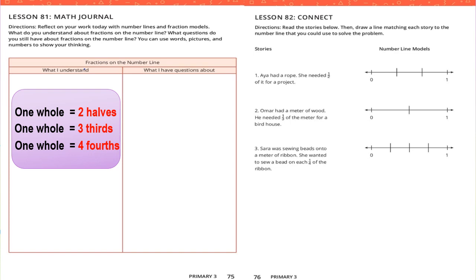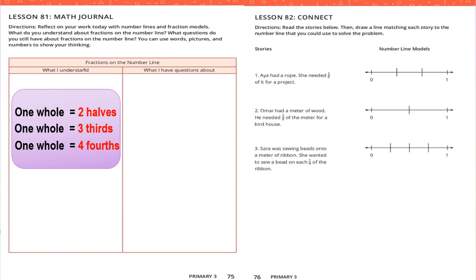Okay, the next page here, lesson 82, the connect part. Here we have stories and number lines. We want to match each story to its number line. Number 1, Aya had a rope. She needed 1/2 of it for a project.